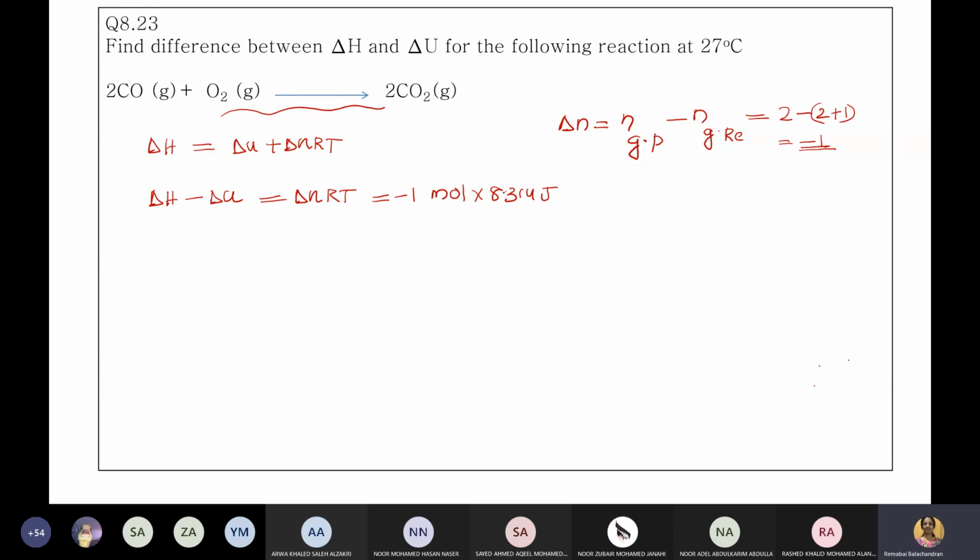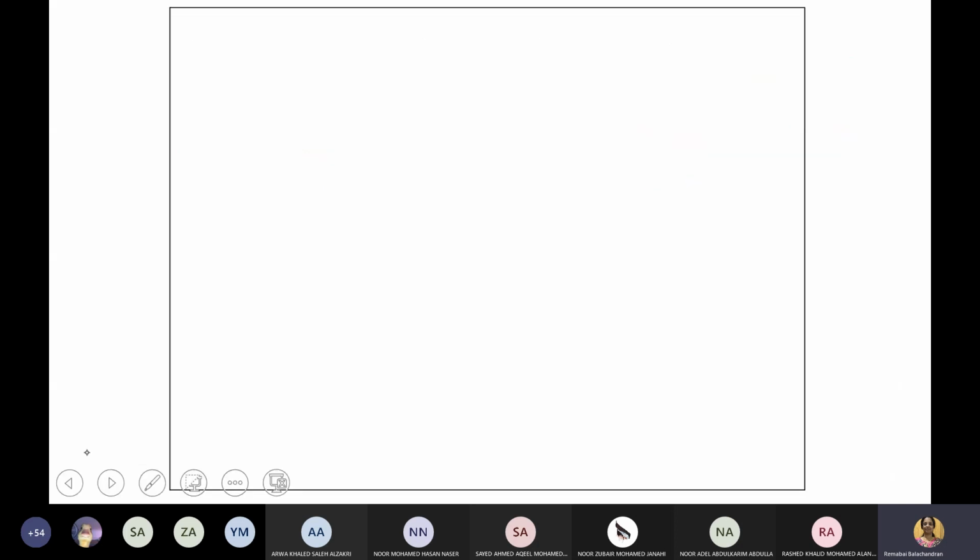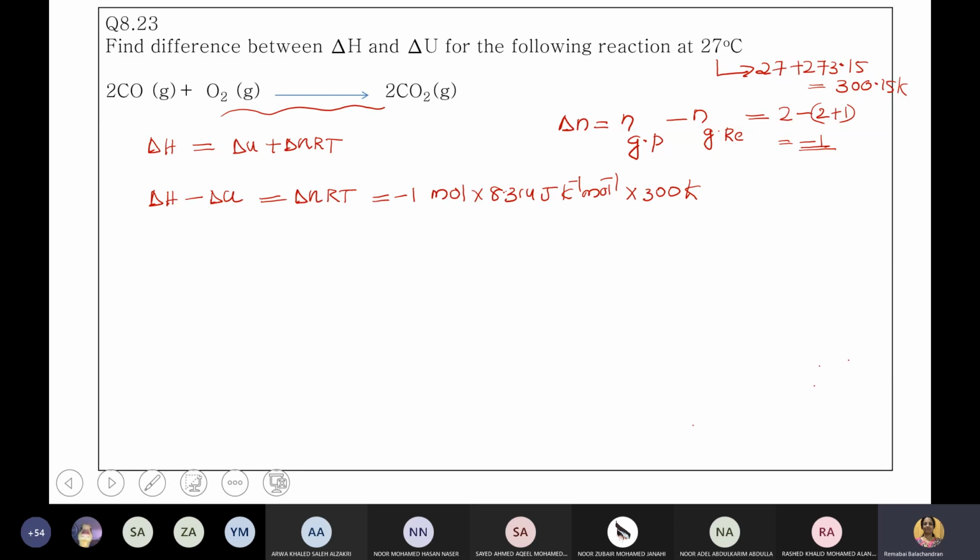8.314 joule Kelvin inverse mole inverse times T, which is 27 plus 273.15. So that is equal to 300.15 Kelvin, about 300 Kelvin. So mole and mole get cancelled, Kelvin inverse and Kelvin get cancelled, and you get the answer so and so joules.